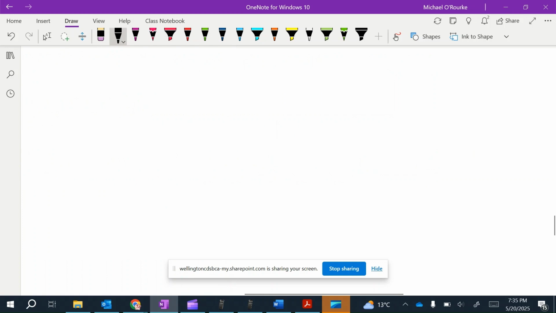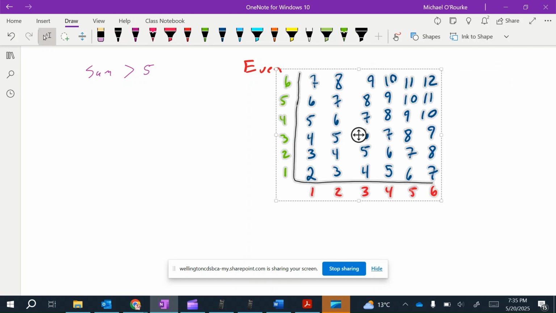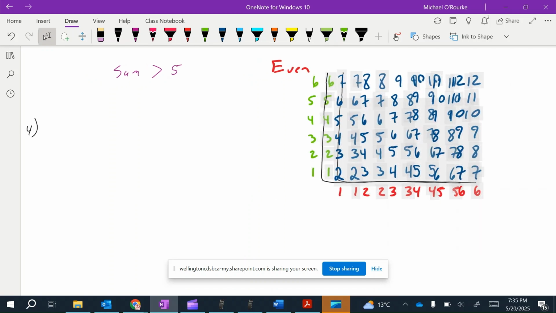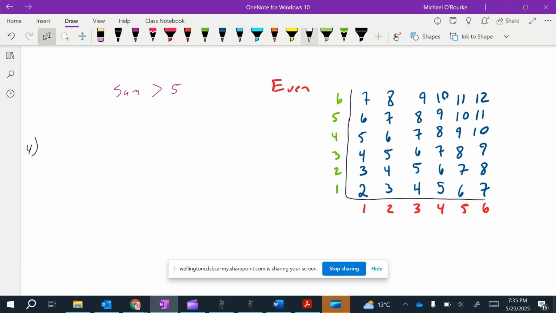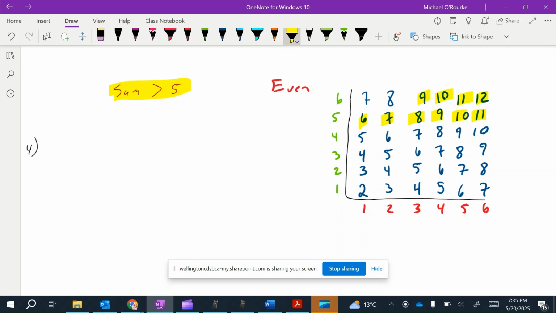So let's do another one of these. Let's do the probability of a sum greater than 5 or the probability of an even number. Okay? So let's see what we got here. So I have my chart now. And I'm going to highlight in yellow all my sums greater than 5. So that's all these numbers here that are greater than 5.